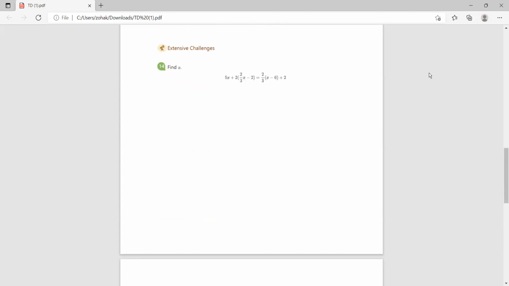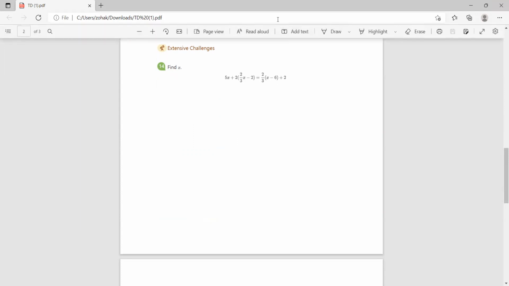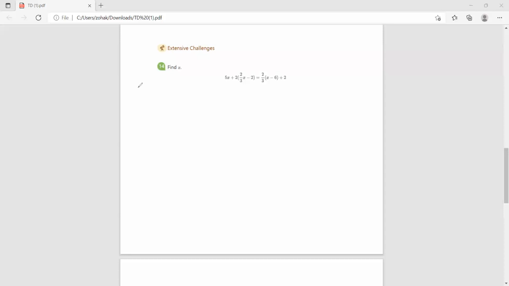fractions, right? But we've also got brackets on both sides of the equation, and we want to work out what x is. Well, in a case like this, you do this question actually in the exact same way as we've been doing the others, but your first step should just be to expand the brackets.